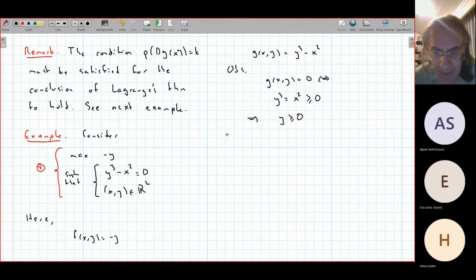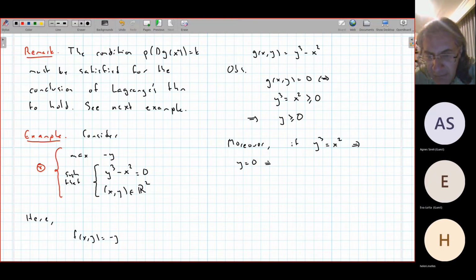Moreover, if y cubed is equal to x squared, then y is equal to 0 if and only if x is equal to 0. I'm going to use this fact. I'm going to come back to it in a minute.